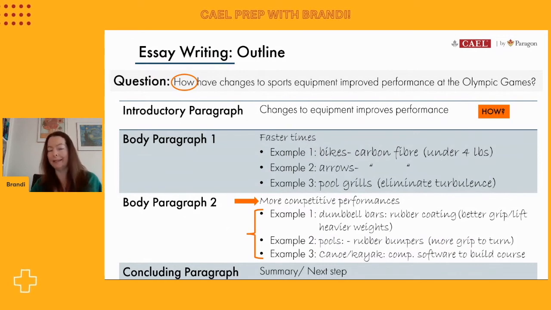We've got all of our details properly formatted under the correct heading for those paragraphs. So body paragraph 1 talks about fast times. Body paragraph 2 talks about competitive performances. Two very different ways and how the sporting equipment is allowing athletes to improve, and we've organized them under the appropriate heading.